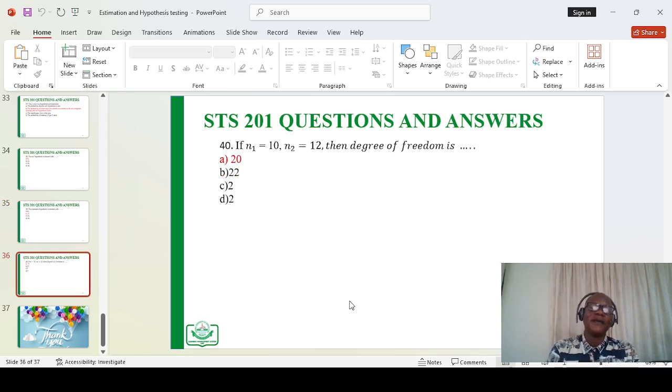And lastly, if our N1 is equal to 10 and our N2 is equal to 12, N1 means the sample size, and N2 is also another sample size. We are dealing with two populations. So the degrees of freedom is what? Add the sample sizes together minus 2. So 10 plus 12 minus 2, that is 20. So A is the correct answer.